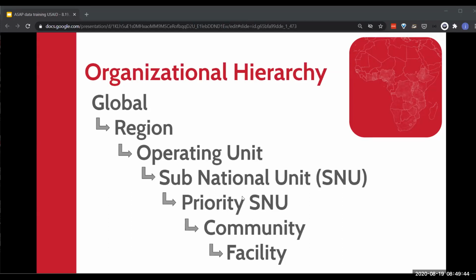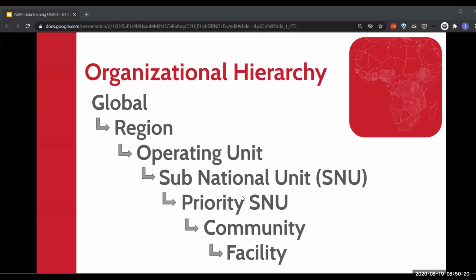What that means is that when PEPFAR decided to shift its focus to the geographical areas where the HIV burden was the greatest, it needed a subnational unit to choose. How are we going to prioritize? Are we going to prioritize certain regions, certain provinces, or certain districts, certain states, certain counties? It really just depends on the country. But that's what PSNU, priority subnational unit, means. It is analogous to an administrative boundary that we decided to focus on.